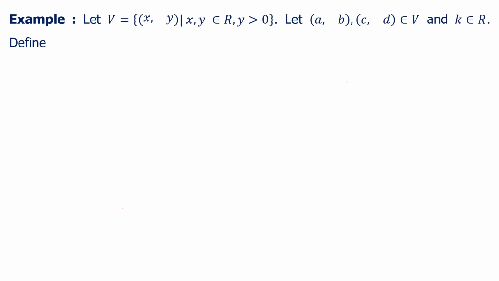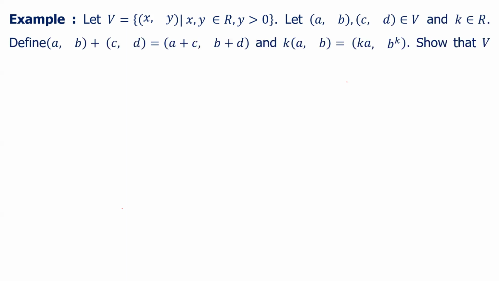In this lecture, we discuss some examples of a non-empty set in which addition and scalar multiplication are defined, but they are not a vector space. Let us take the first example. Let V = {(x, y) : x, y belong to R, and y > 0}. Here, the value of y is always positive.